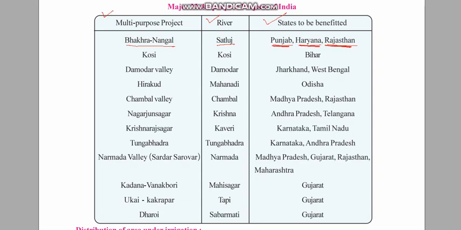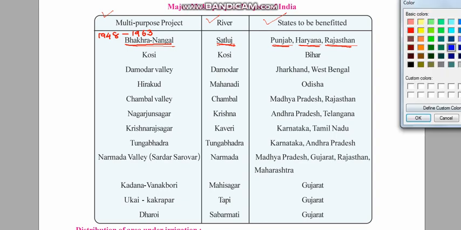Bhakra Nangal Dam was started in 1948 by Pandit Jawaharlal Nehru, and it got completed in 1963. You can write these dates into your book for remembrance. That will not be asked in the examination, but it can help you remember the dates for your general knowledge too. So Bhakra Nangal Dam is built on Satluj, and the beneficiary states are Punjab, Haryana and Rajasthan.